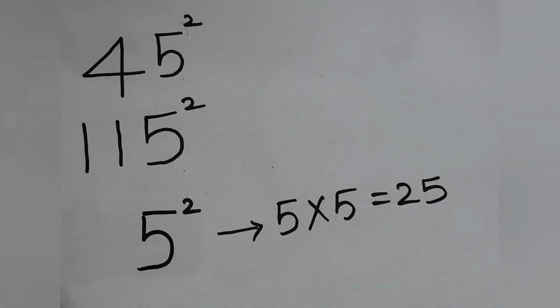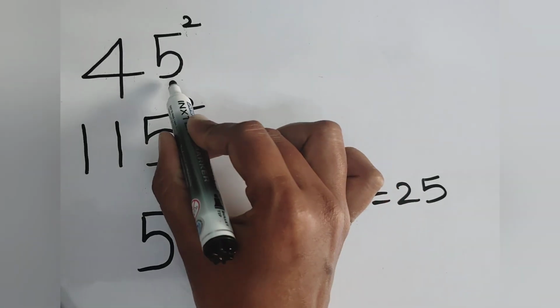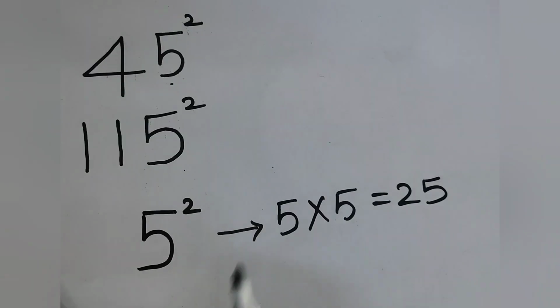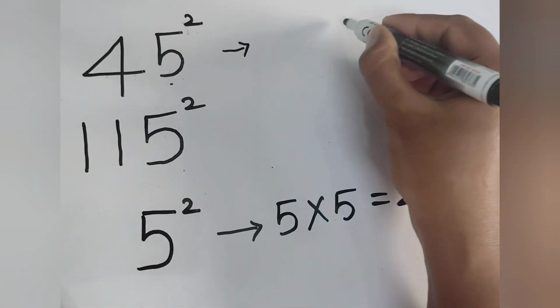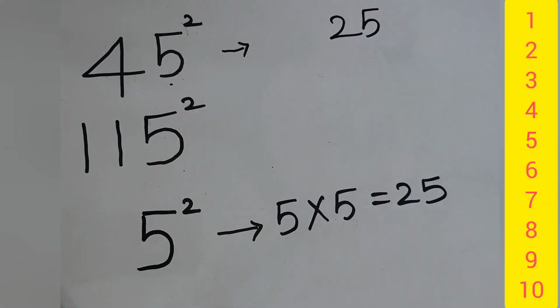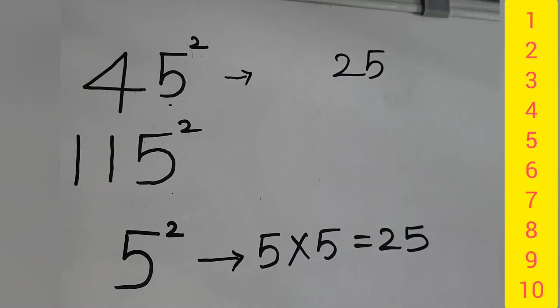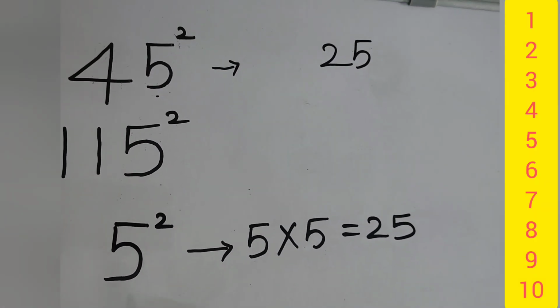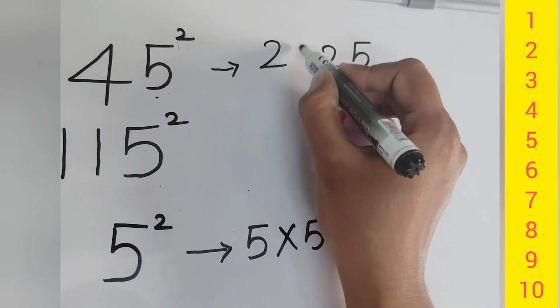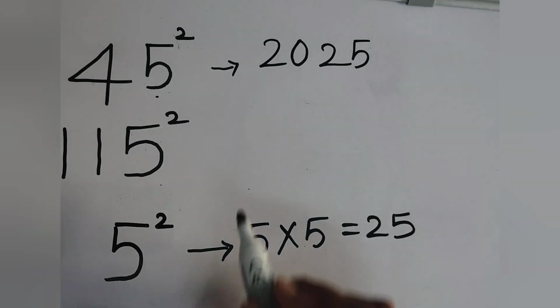Now let's take a 2 digit number, 45 square. So first we have to start with the last digit. What is 5 square? We know already that 5 square is 25. Okay, so from the 1 to 3 number series, after 4 the 5 will be there. So 5 4s are 20. So the answer is 2025.